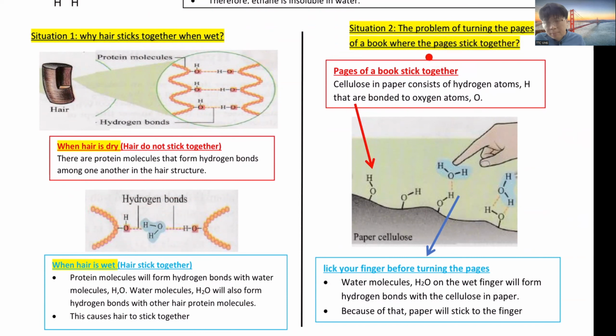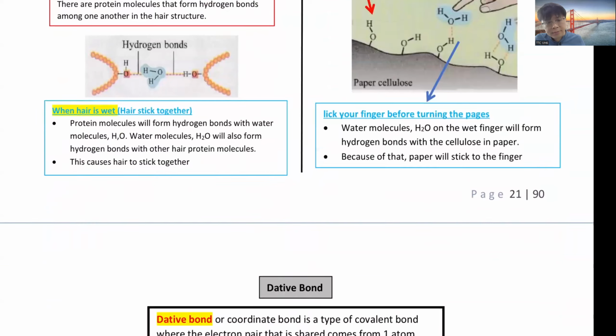Then when you try to turn paper using a dry finger, it is very hard, because paper is made of cellulose. Cellulose also has OH, so this also has hydrogen bond. If you lick your finger, it means your finger is wet, you have water. Water on your finger is able to form hydrogen bond with the paper, because there is OH here and OH here. So you're able to stick them so that you turn the paper more easily.